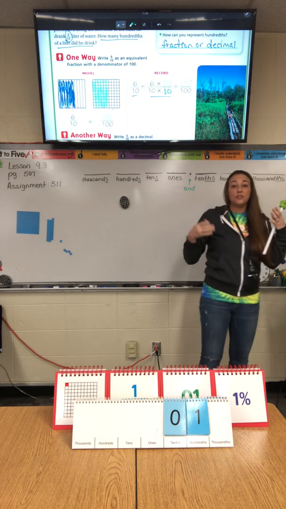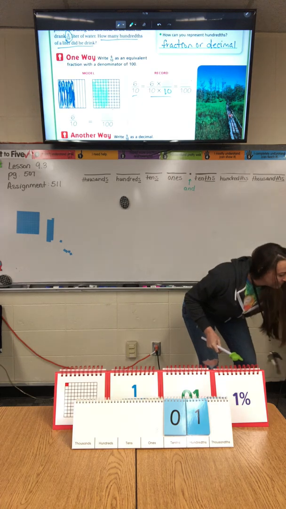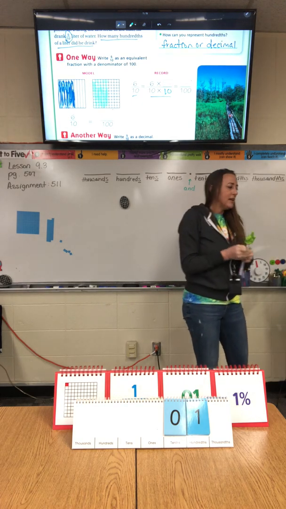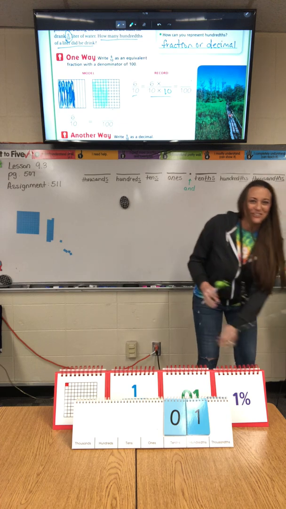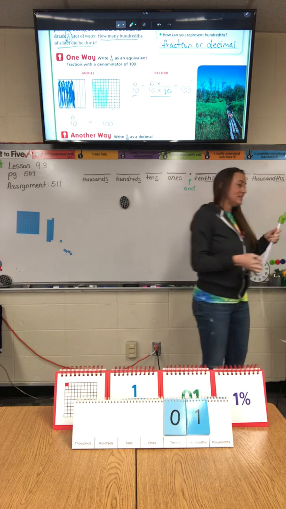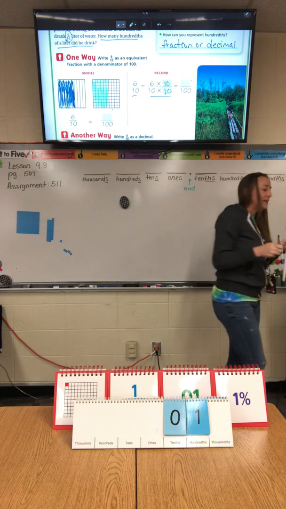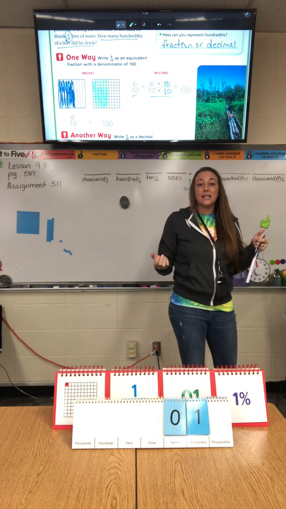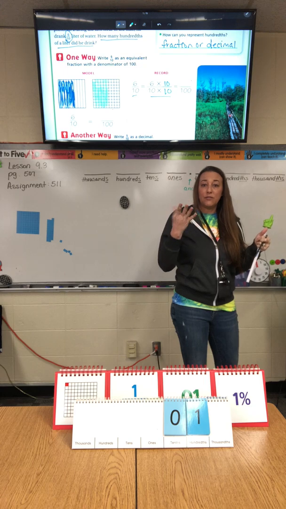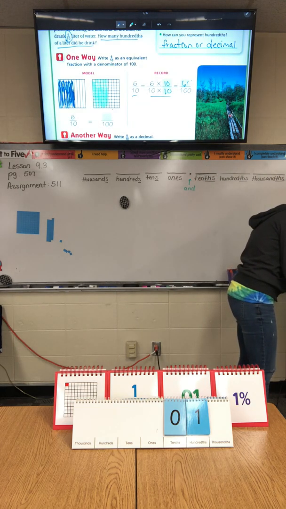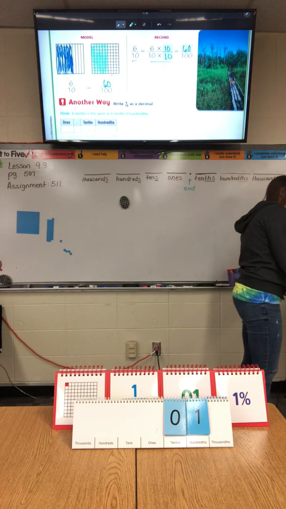Remember my saying, if you do it to the bottom, you do it to the top. So we're going to multiply by 10 on top also. So 6 times 10, 10, 20, 30, 40, 50, 60 hundredths. So 6/10 is the same as 60 hundredths.